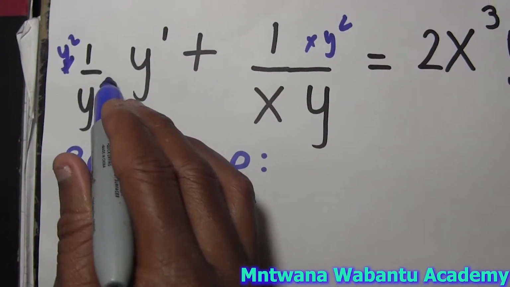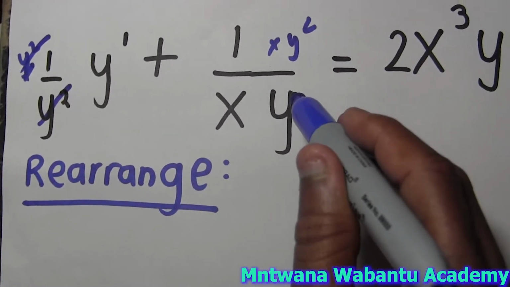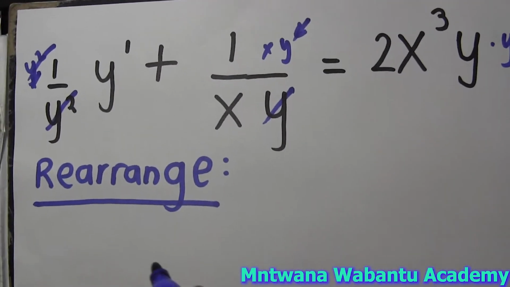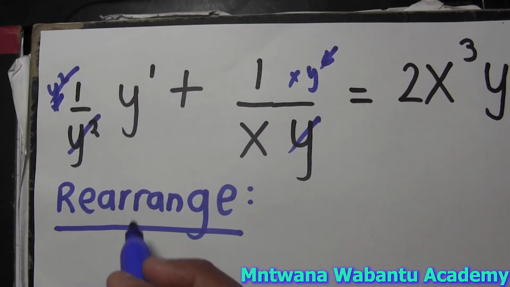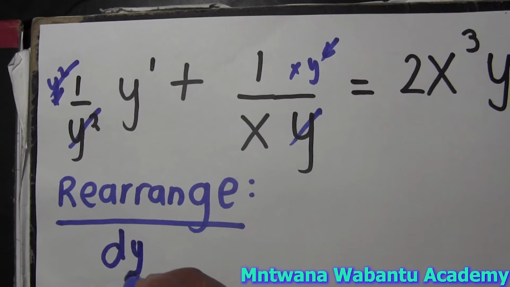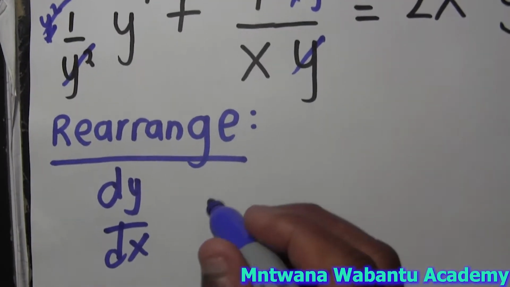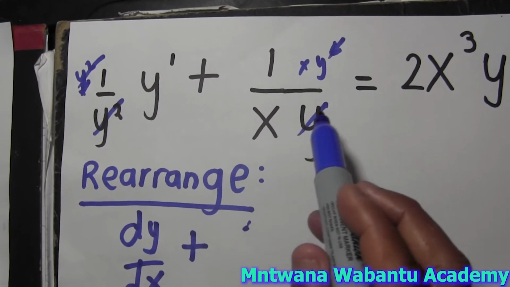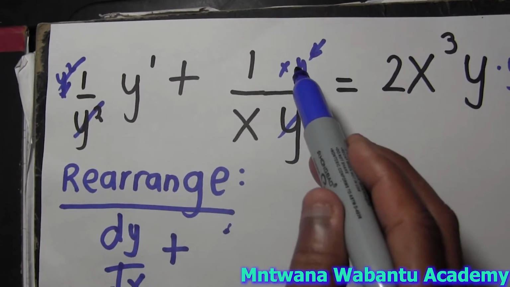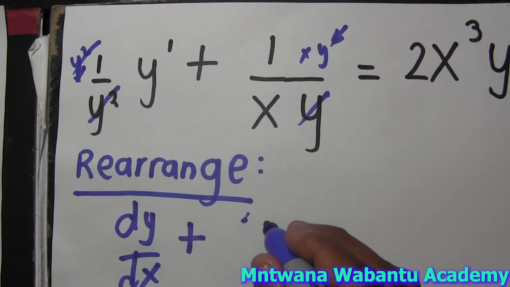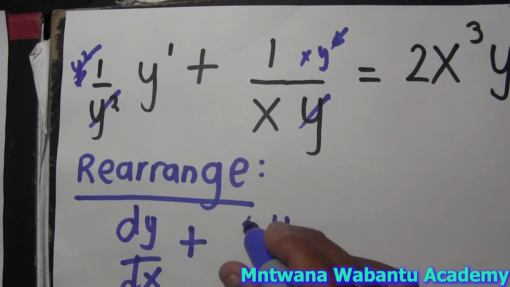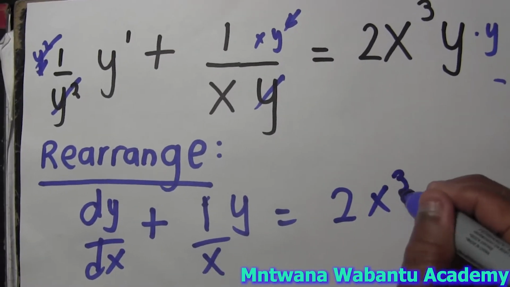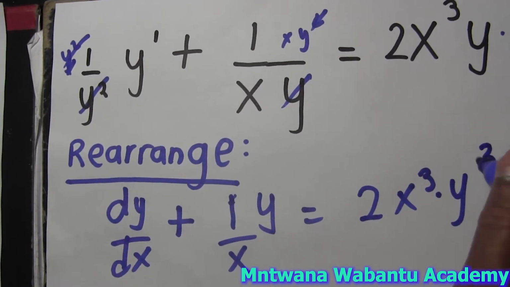What happened? The 1/y and y cancel, and this is going to be y to the power 4. So we have a y prime, which means dy/dx, first order. Then plus, the 1/y and y cancel because we multiplied by y squared, so it's going to be y times 1 of x, and they equal 2x cubed times y to the power 3.